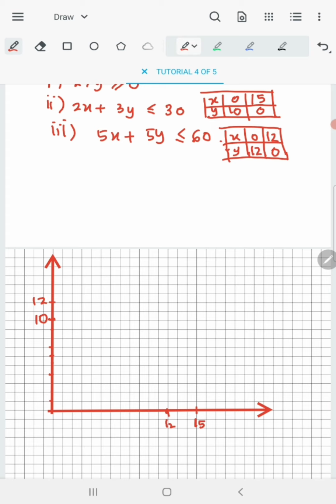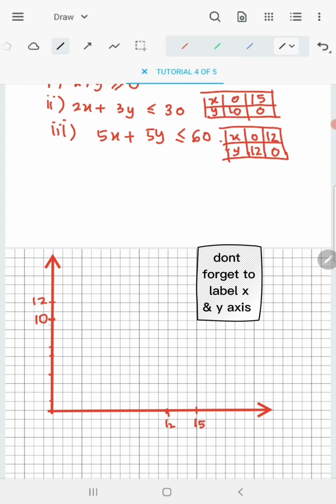It's 15. Okay, now to form a straight line, so we got the 0, 10 point here until 15, 0. So 15, 0 is here.